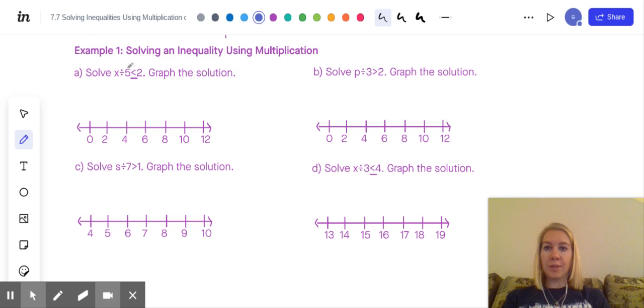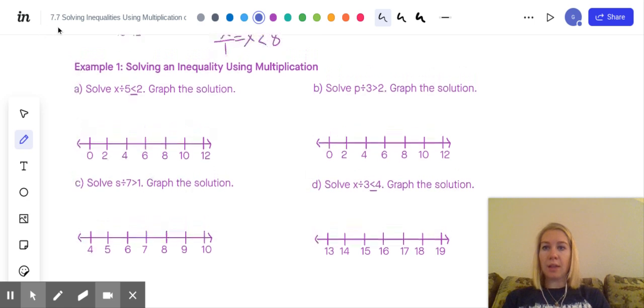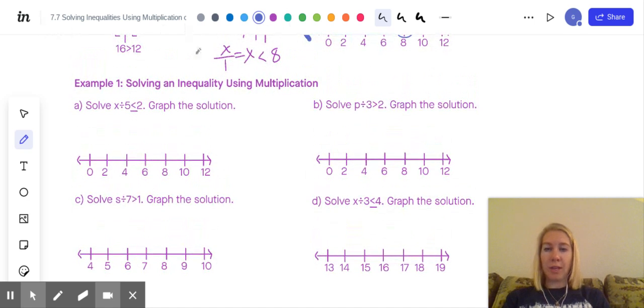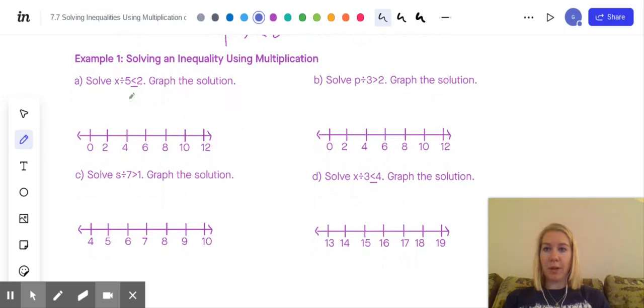Okay, let's go over example 1, solving an inequality using multiplication. This is part of chapter 7, section 7, solving inequalities using multiplication or division. Okay, problem A says, solve x divided by 5 is less than or equal to 2, and then graph the solution. So I'm going to draw a line down the middle of my inequality.